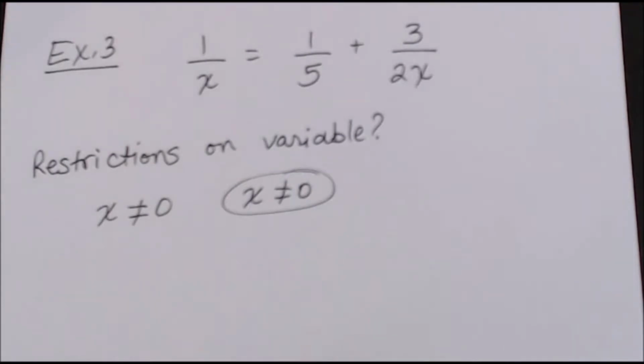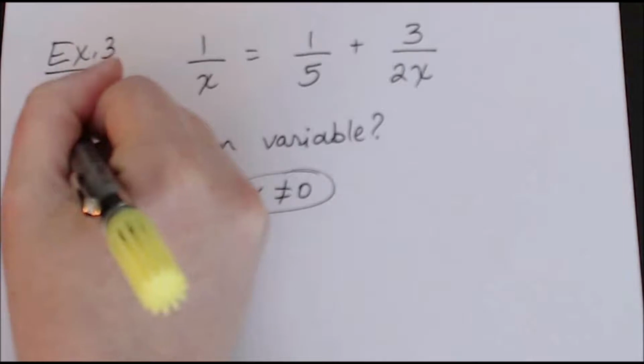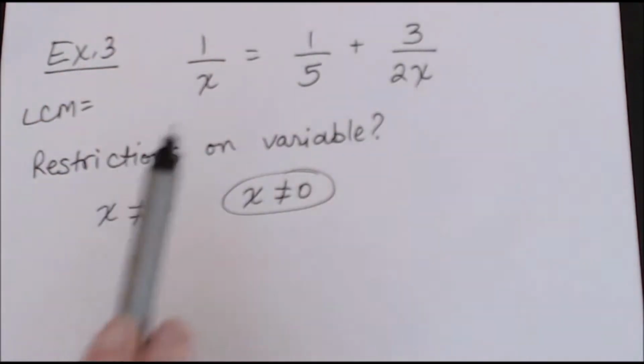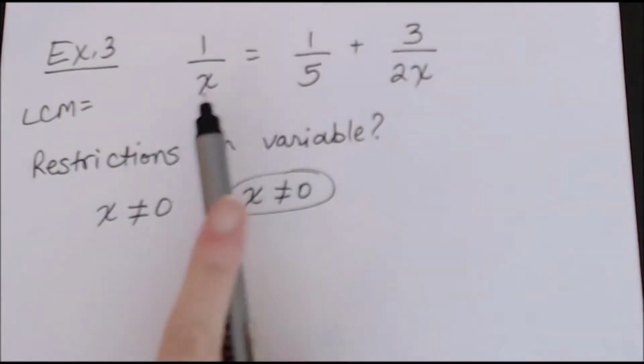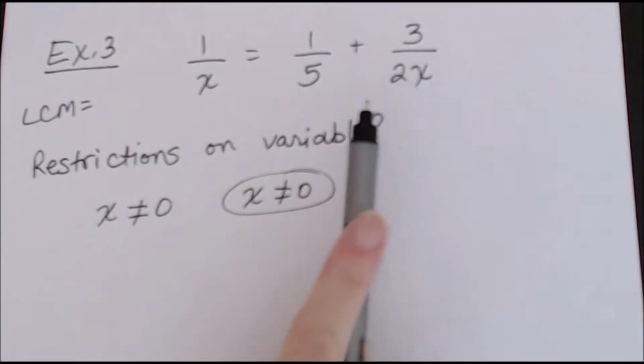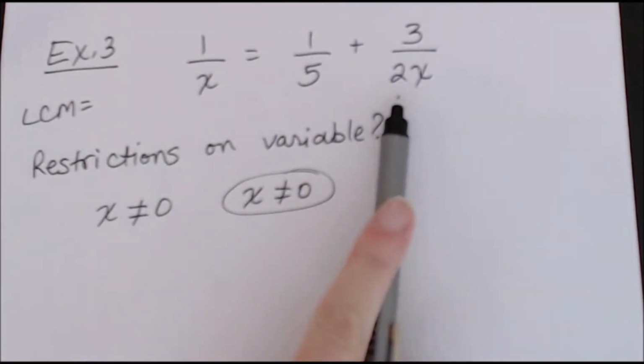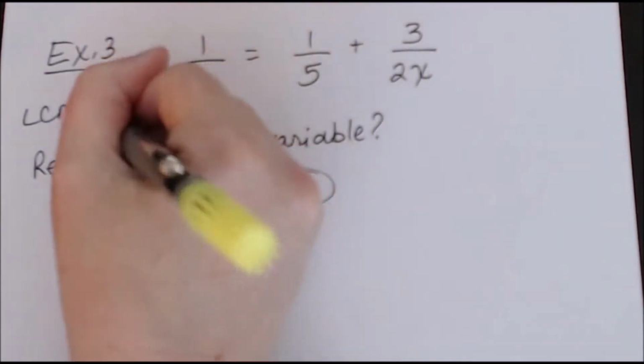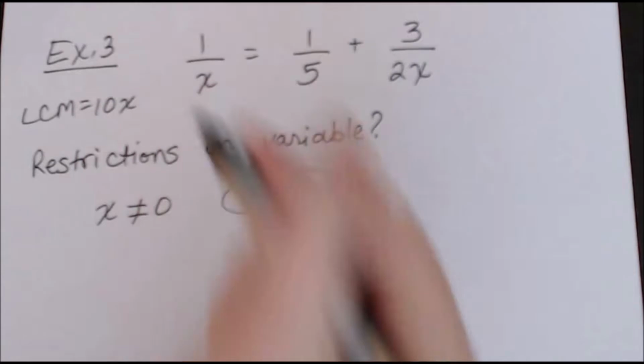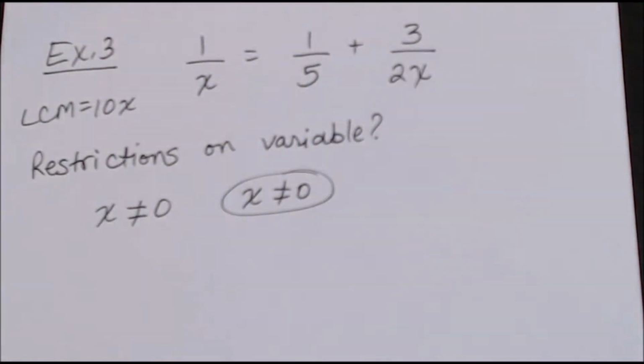Let's go ahead and clear the fractions though. So the least common multiple, so you want to think about what is a number or an expression that will cancel out or divide out all of these denominators. So for the constants, we've got a 5 and a 2, so the least common multiple there would be 10. And then we've got to get rid of the x's as well. So I'm going to multiply everything up there by 10x this time. That'll take care of all the denominators so that I can clear the fractions.